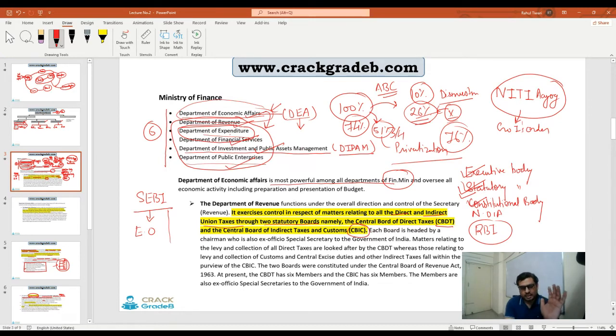For your exam point of view, you have to focus on these two: Department of Economic Affairs and Department of Financial Services. Right. These are the two most important from the point of view of your exam. So, any article or news that comes in the newspaper, you can pay your attention to that news. Okay. That's why I have explained this to you in detail.